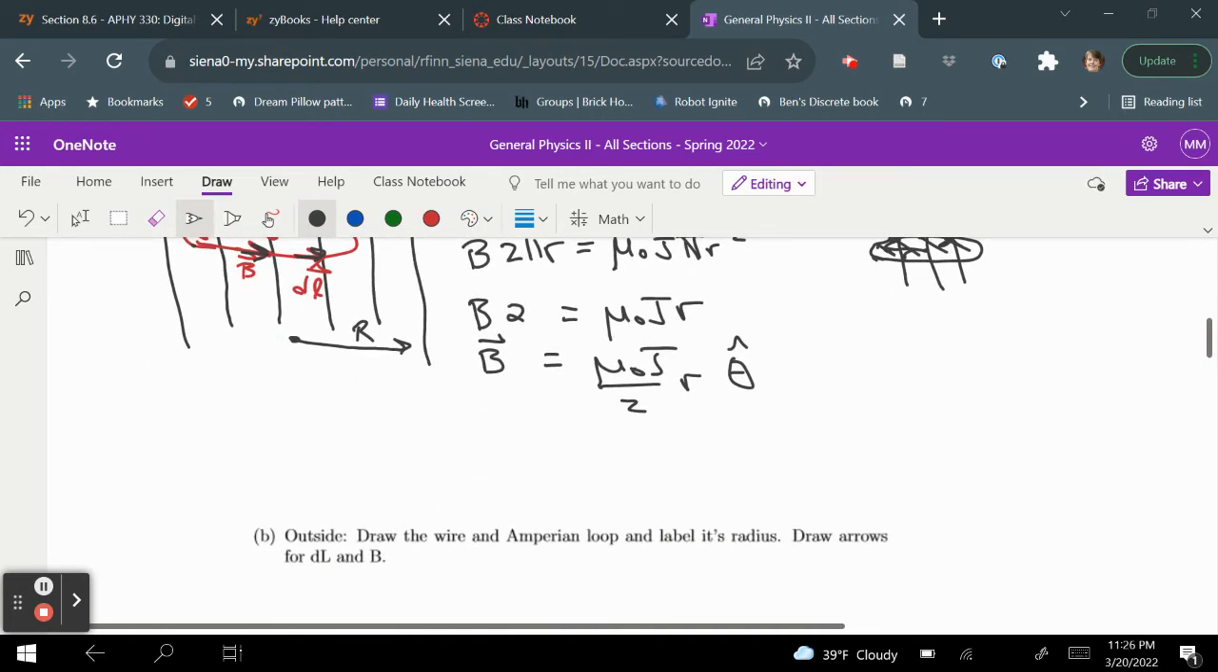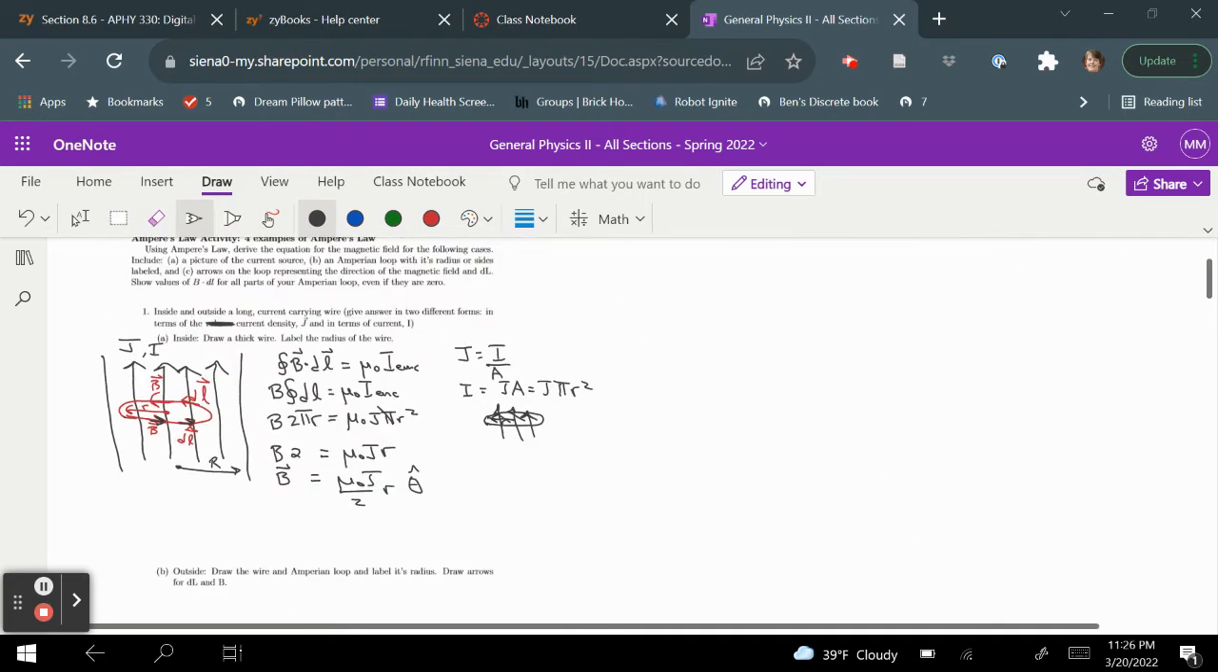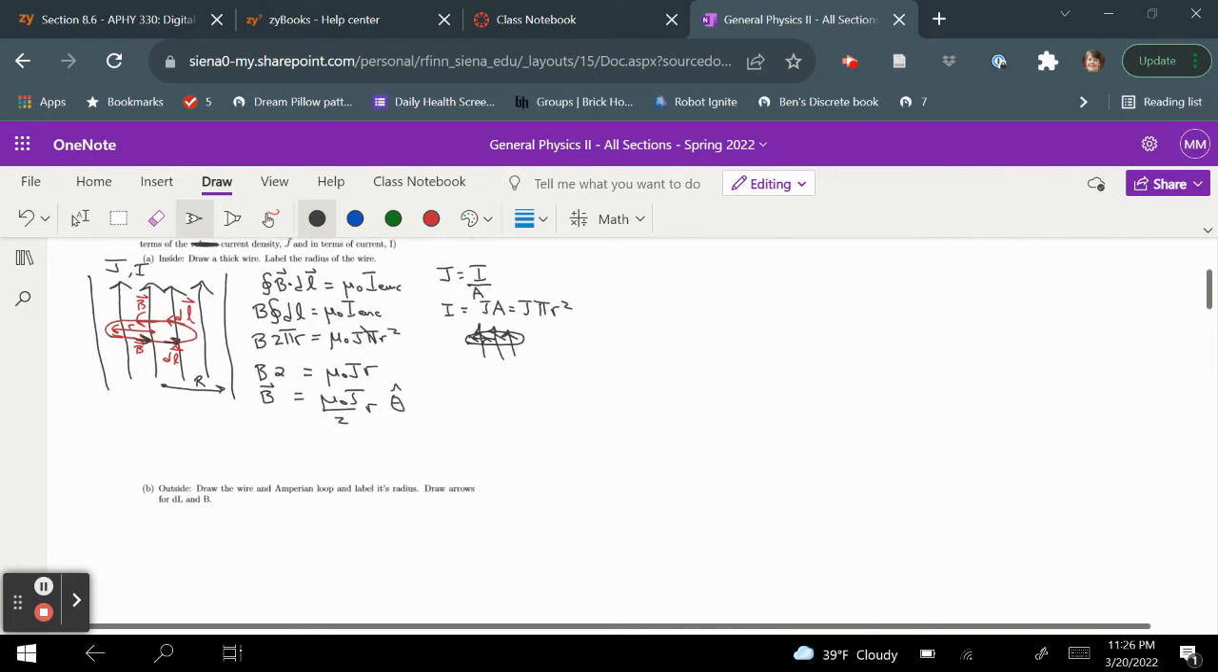Now, it also asked me in the problem to provide this in terms of I. So in order to do that, I'm going to substitute in. I know that for the whole wire, J is going to equal I over pi capital R squared. So if I plug that in for J, I'm going to have B is equal to mu naught times I over 2 pi capital R squared on the bottom there times r, and still in the theta hat direction. So that way I can write it either way.